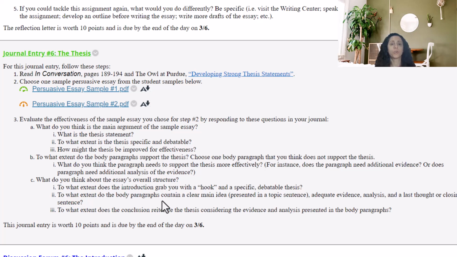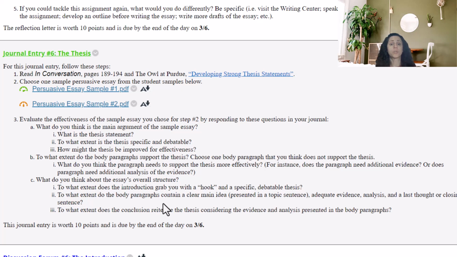For step 2, you'll choose one sample persuasive essay from the student samples below. Then for step 3, you'll evaluate the effectiveness of the sample essay you chose for step 2 by responding to these questions in your journal. What do you think is the main argument of the sample essay? What is the thesis statement? To what extent is the thesis specific and debatable? And how might the thesis be improved for effectiveness?